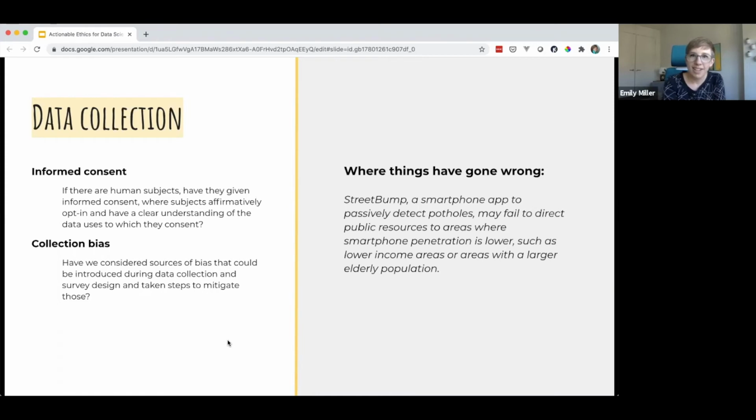But we run into bias here because we need to think through who has smartphones, right? We know that elderly people are oftentimes less likely to own smartphones, and this can also be the case for certain lower income groups as well. And so because of that bias, we can end up having over-reporting of potholes in younger and richer areas, and then this results in these unfair discriminatory effects based on the bias in how we've collected our data.